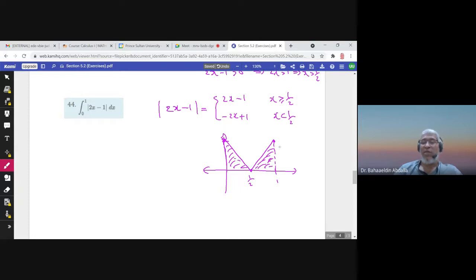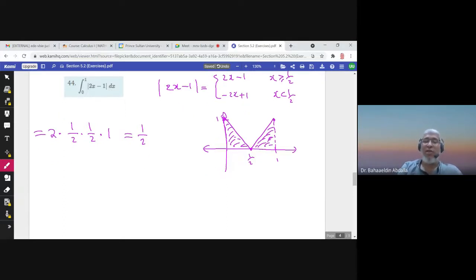Well, this is a right triangle, and the area is half times the base. The base, 1 minus half, is half, times the height, which is 1. This is the area of this triangle, and it's also the area of this other triangle because they are similar. So the area would be 2 times this, the area of this plus this one. 2 times a quarter is half. So the answer is half. So this area is half. And again, you can use the calculator to check your answer.